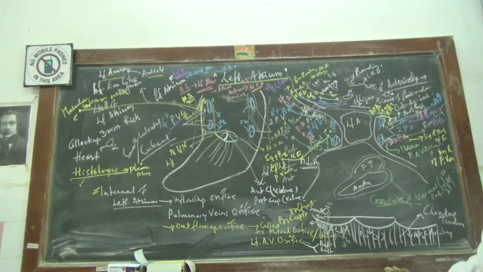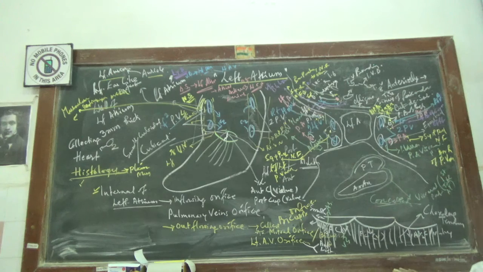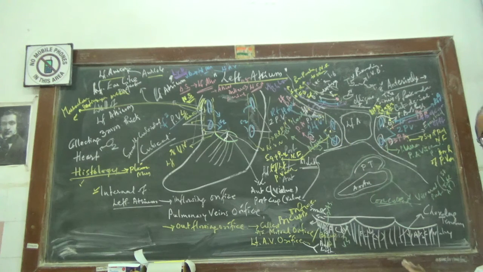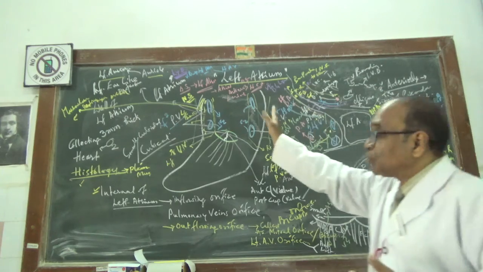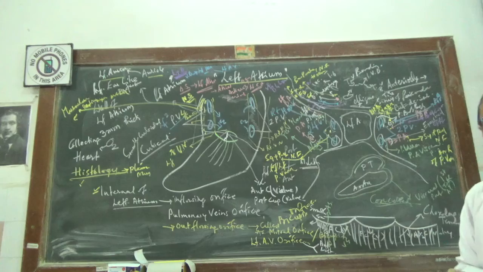Then another important thing you have to know is about the pulmonary veins. So this is the thing where you have to know the septal defect. Or rather, this septal defect is also included in the tetralogy of Fallot. So this will be the answer. So with this, the left atrium is ended. Thank you.